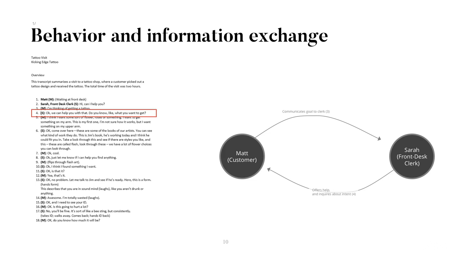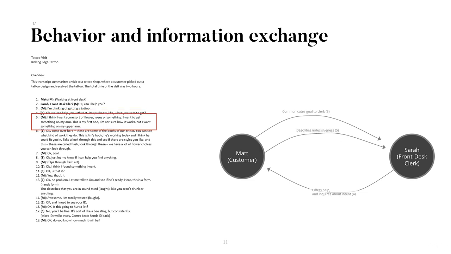Now we'll move to the 4th line. "Okay, we can help you with that. Do you know what you want to get?" And so now we have a line going from Sarah back to Matt. We've started to articulate the connections that people have and the ways that what they say changes the information flow between them. There's information passing back and forth between Matt and Sarah, and we're capturing it line by line in a very rigorous, almost excruciating way.